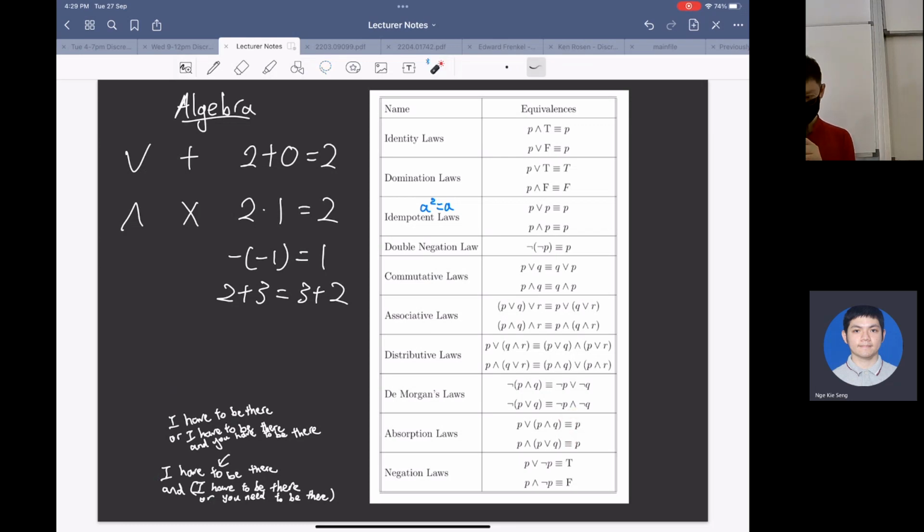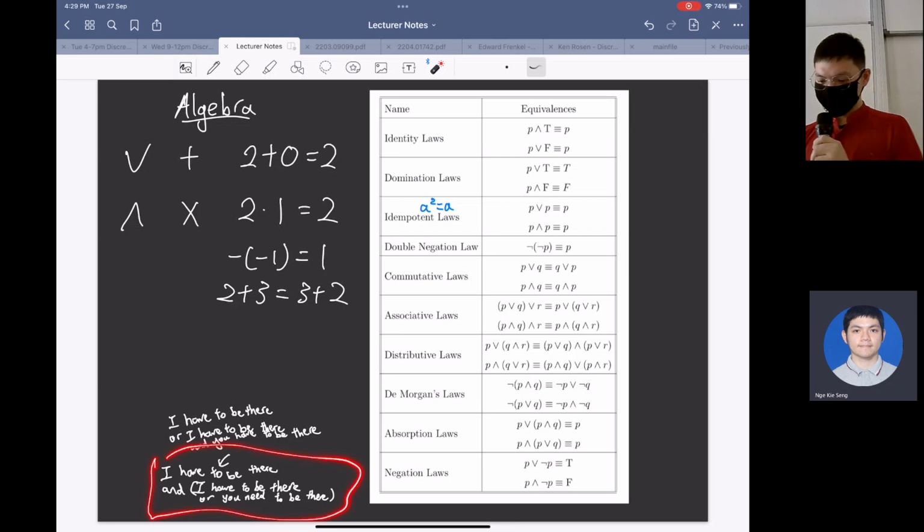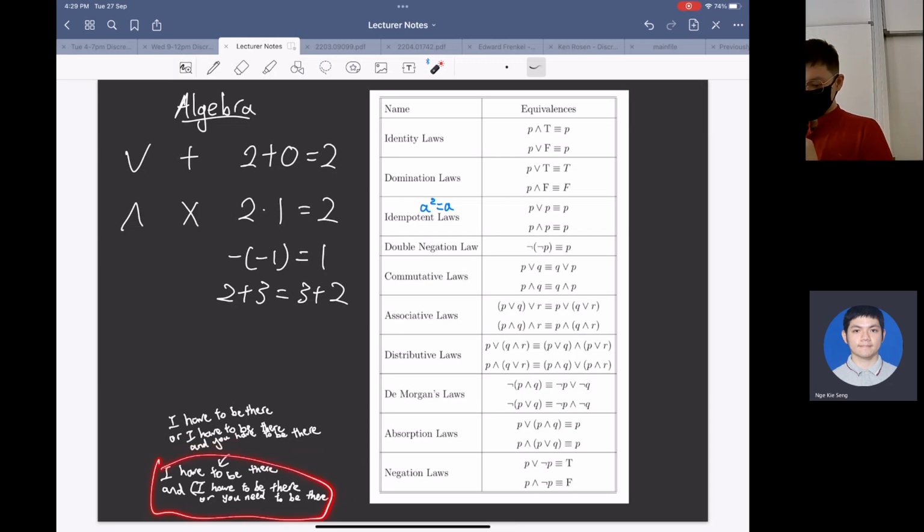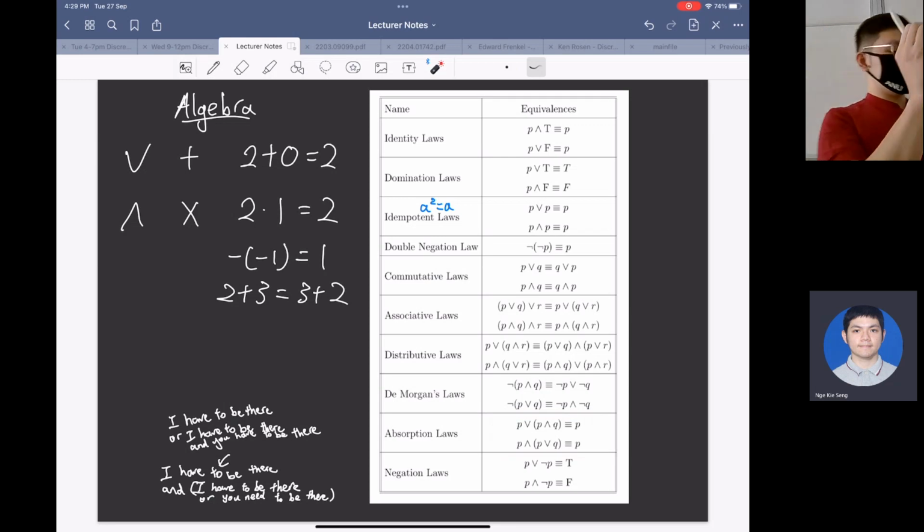Also, if I change the question to be, I have to be there and (I have to be there or you need to be there). You think that maybe you need to be there, but actually you don't need to be there. Actually, I have to be there. So this is the absorption law. This is very important for shortening the proposition or shortening the condition.